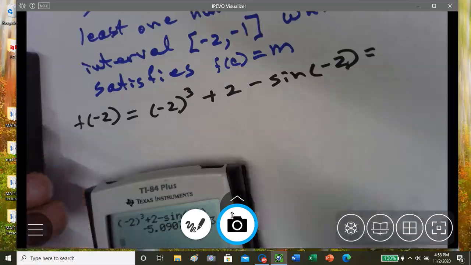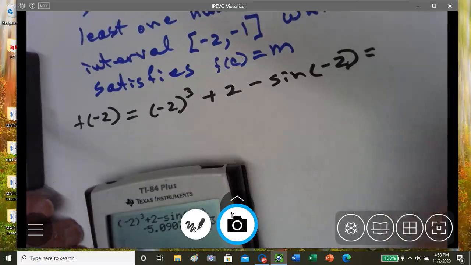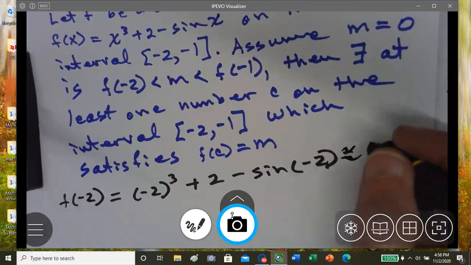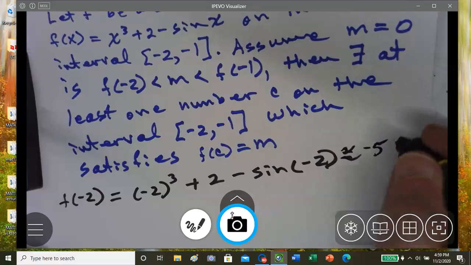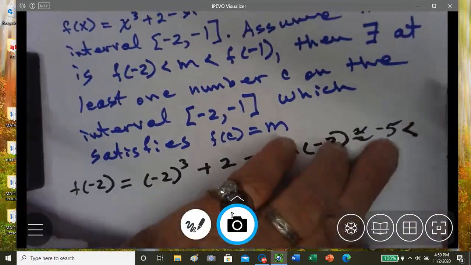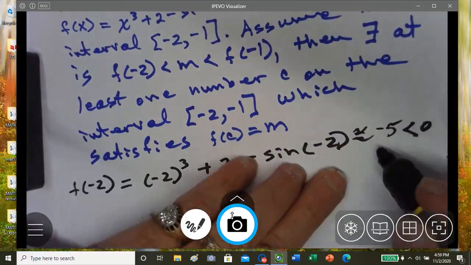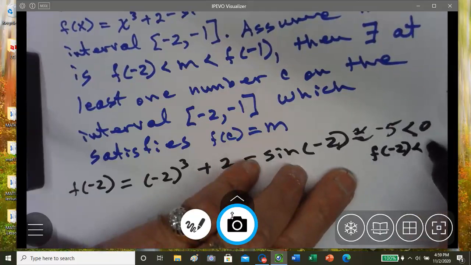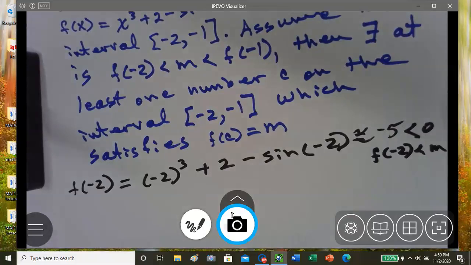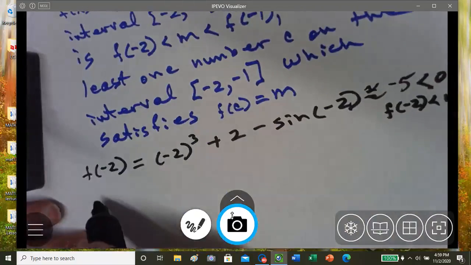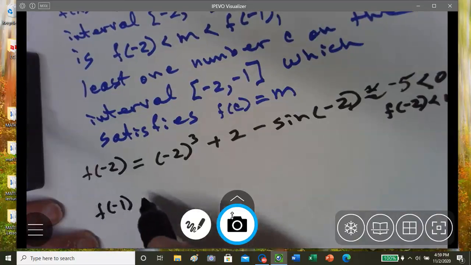So we're just going to round that. We're just going to say negative 5. So that's approximately equal to negative 5. Well, negative 5 is less than our m, right? So that's less than 0. So we can say that f of negative 2 is less than m, which is less than 0. All right, so now we're ready to do the other one. So now we do the right endpoint at negative 1.